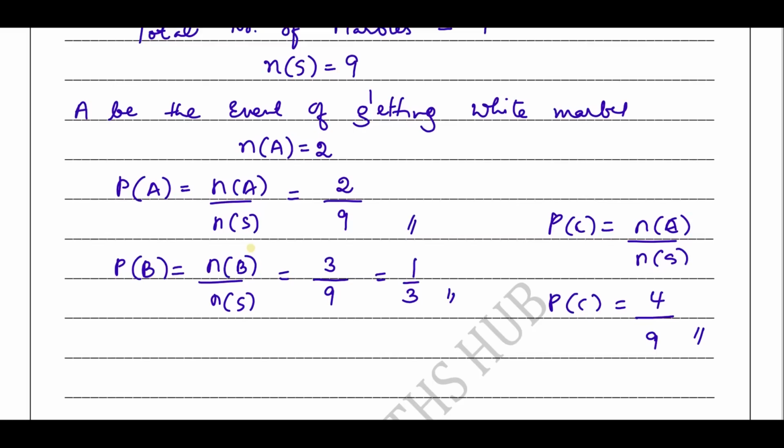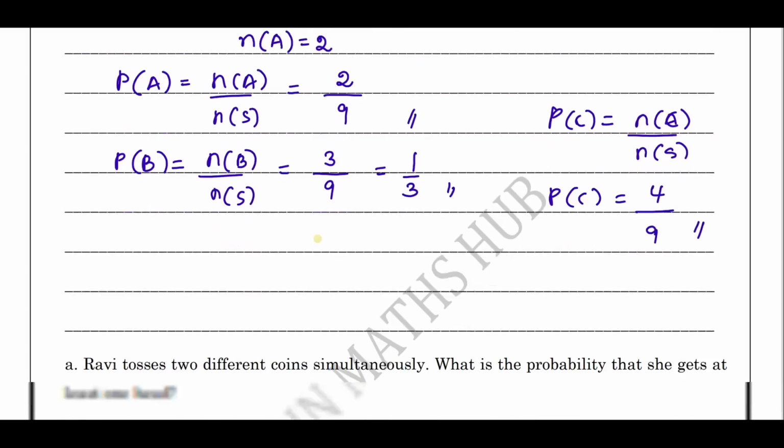Again, you can expect one more question from the unit probability based on complementary events, or the probability of impossible event, sure event, sum of all the elementary events.